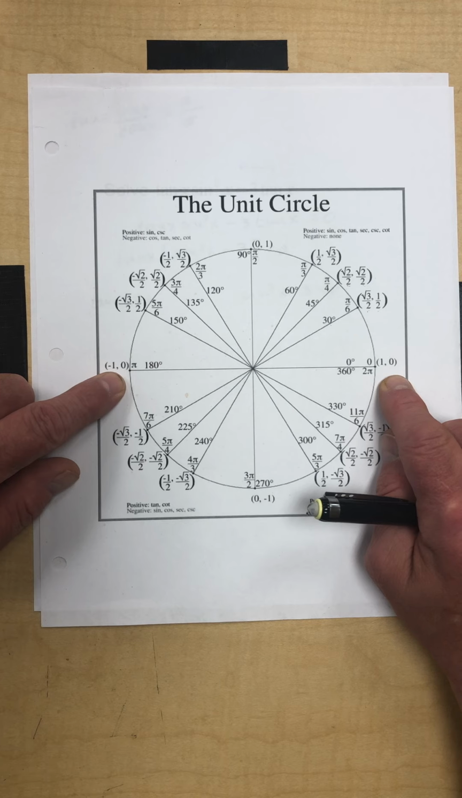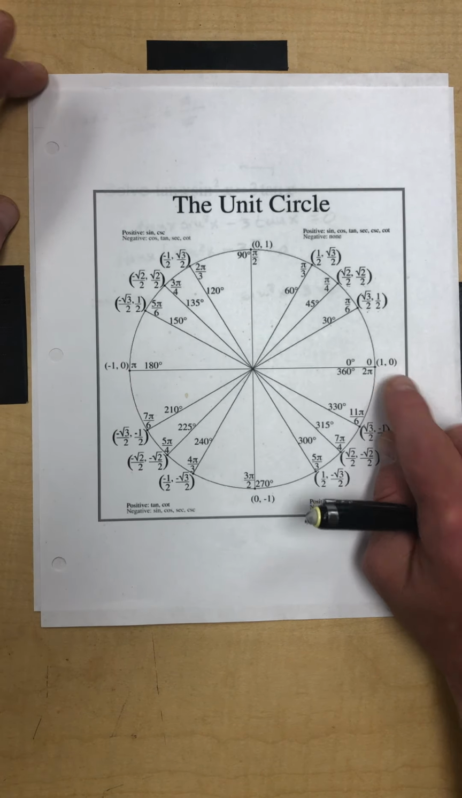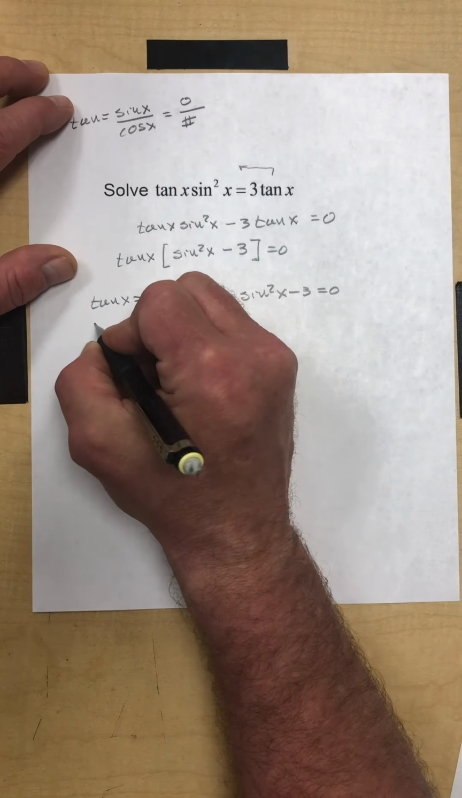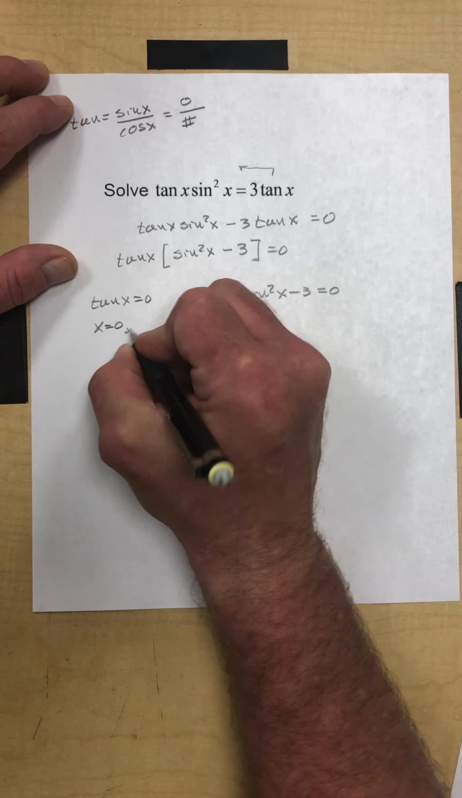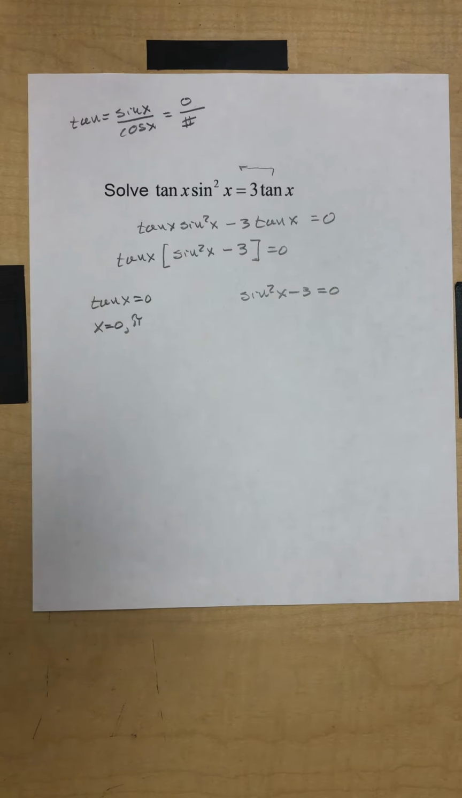So the tangent will be 0 at 0 or 2 pi. You could use 2 pi if you wanted to, but I'll use 0 and pi. So that happens at x equals 0 and x equals pi radians.